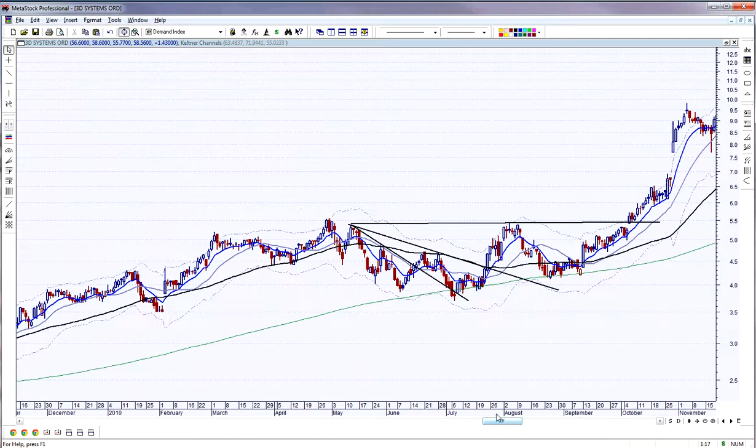So anyway, that's fan lines. They're great. They can be used both for intermediate corrections to the downside and to the upside.